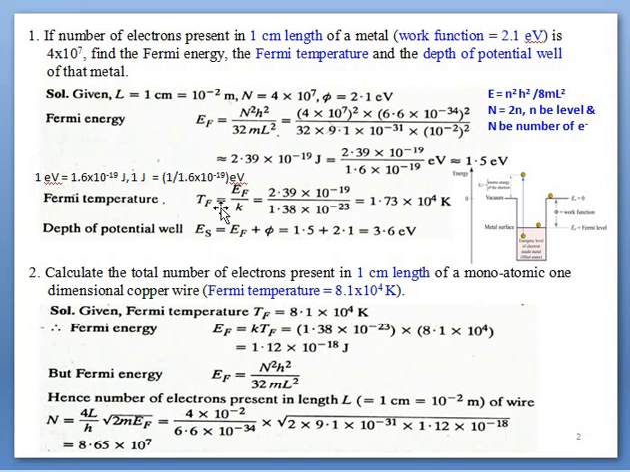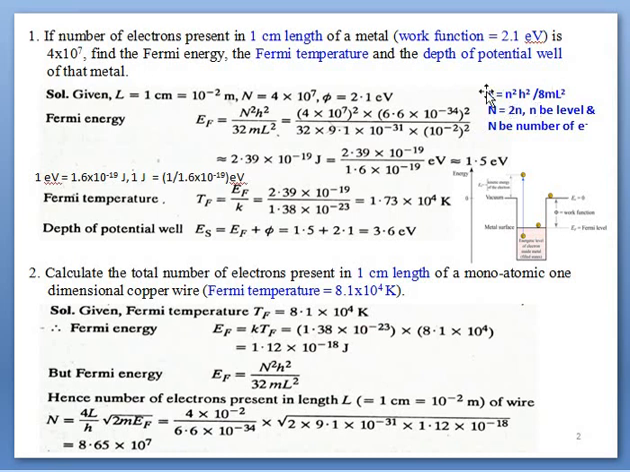Before finding this, we need to find EF, the Fermi energy, which is not given. But we know that the energy of an electron in a potential well is expressed by n square h square upon 8 m L square, where n represents the energy level. Its value starts from n equal to 1, 2, 3 and so on. Each level is split into two states, and each state is occupied by a single electron. So the number of states will be equal to 2 times the number of energy levels. It also represents the total number of electrons.